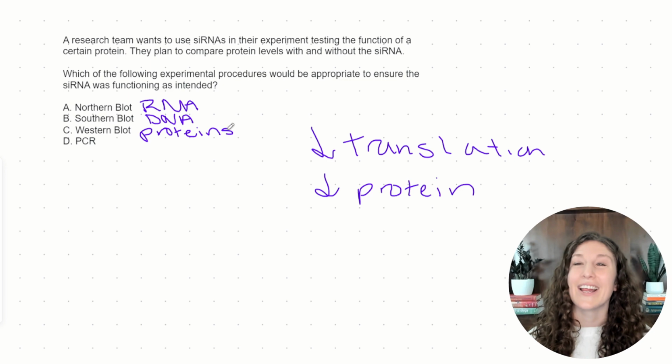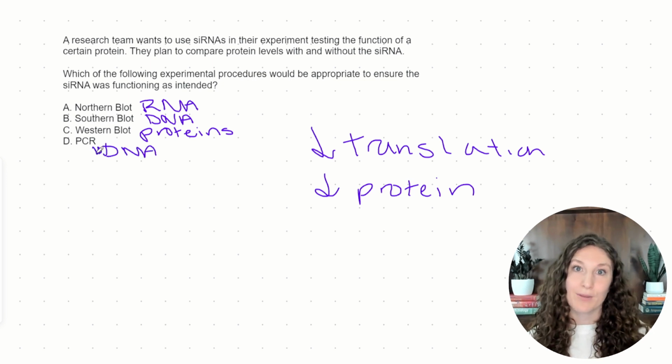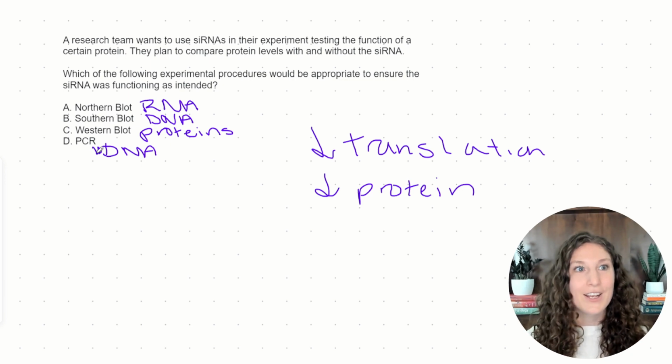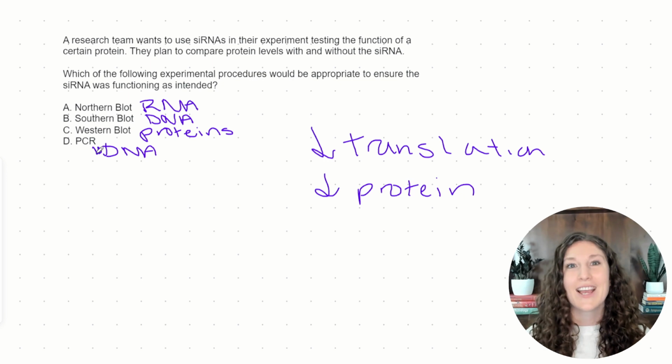All right, so maybe we're already like, okay, we know the answer. PCRs are systems that allow us to amplify DNA. All right, so PCR is also related to DNA. It allows us to amplify certain DNA sequences. So we have an RNA visualization, a DNA visualization, proteins, and then another DNA amplification sequence.